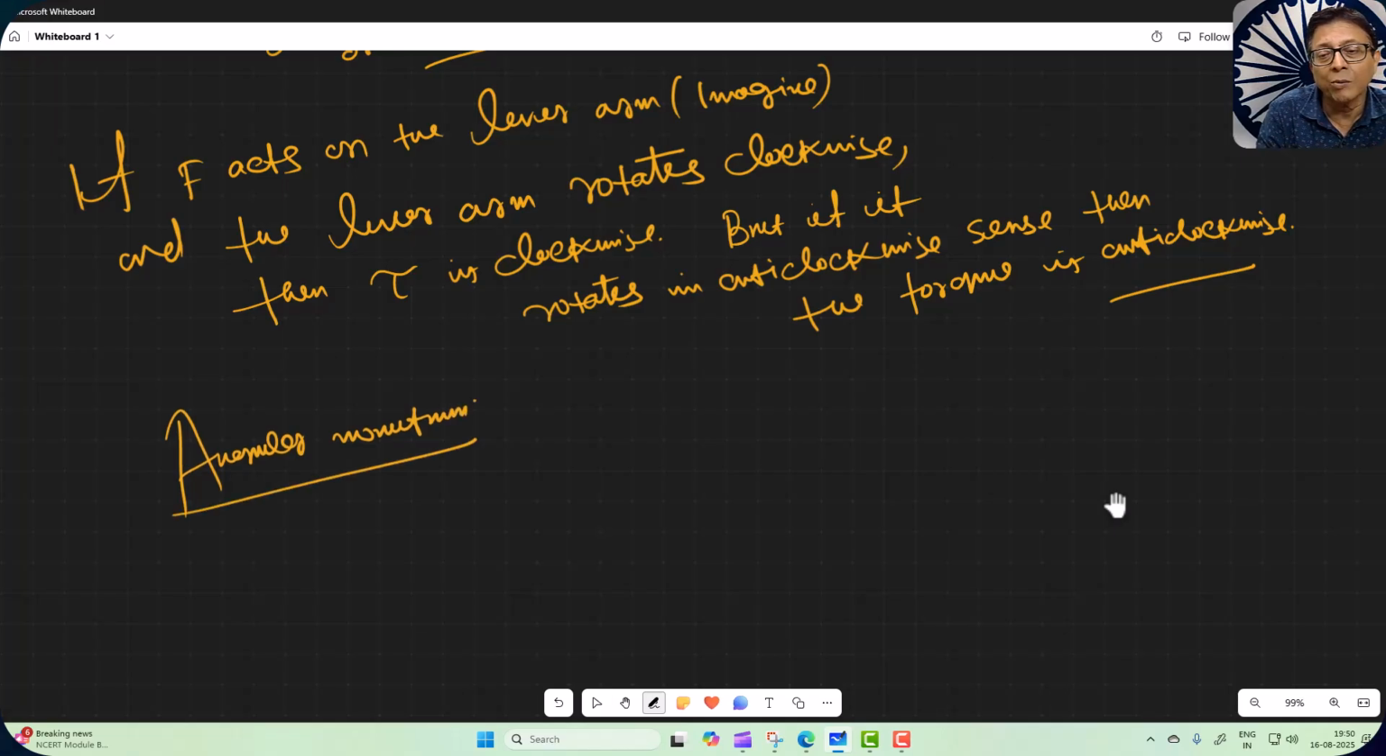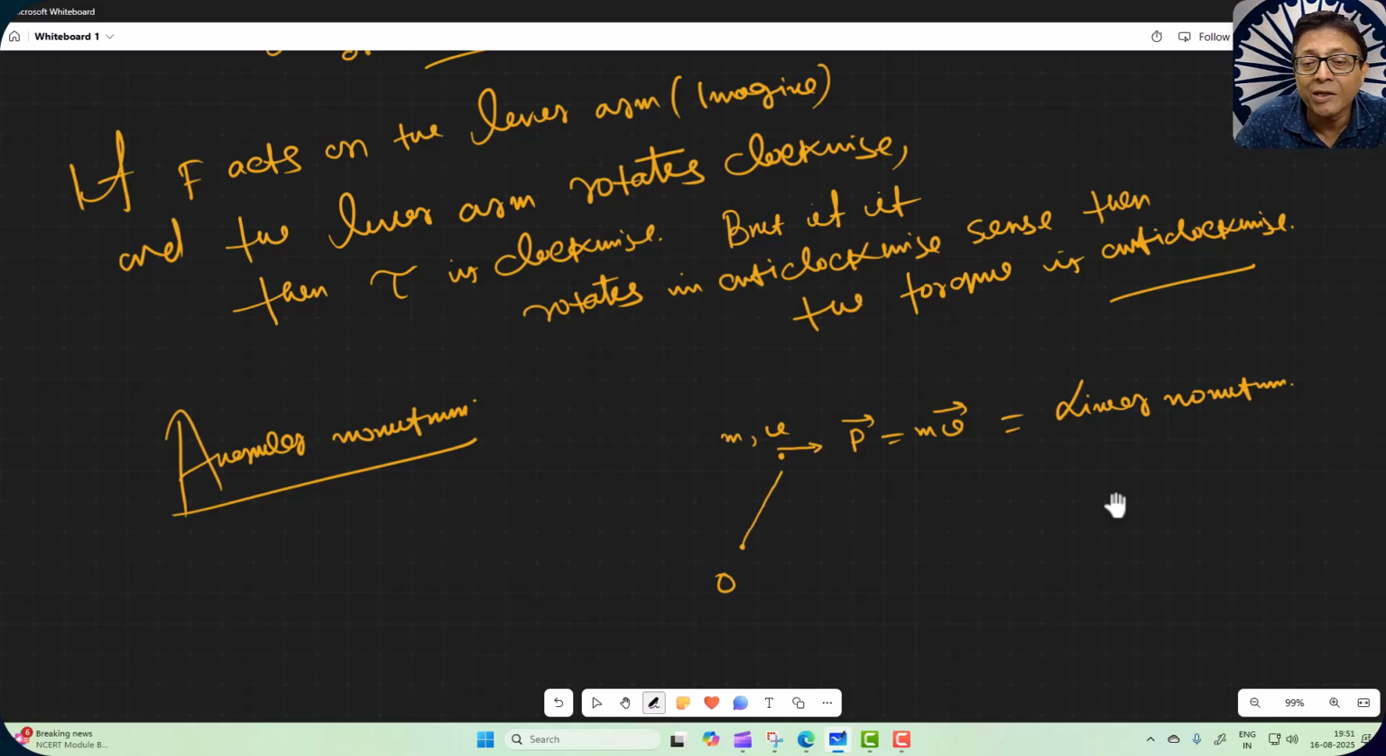What is angular momentum? Suppose an object of mass m is moving with velocity v, so that its momentum vector is p equal to mv. This is linear momentum. Its angular momentum about the point O, where OP equals R. This is R.